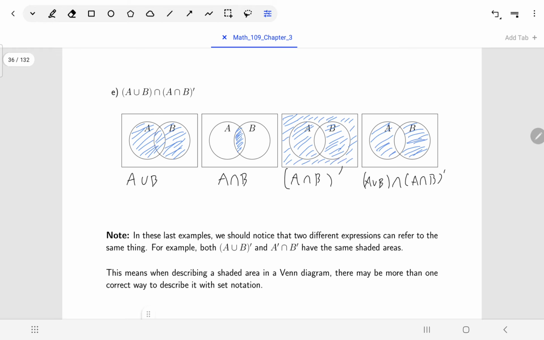After this example, I make a little bit of a note, again, about two Venn diagrams looking identical means that you're really talking about the same thing. So again, I'm going to make reference to this example later on when we talk about De Morgan's laws.